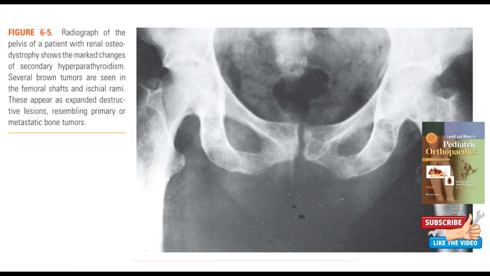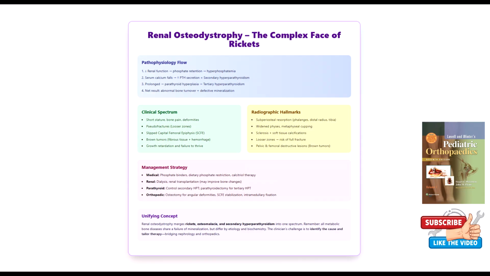Another characteristic change is subperiosteal resorption, classically seen along the radial margins of the middle phalanges of the index and middle fingers in adults. In children, these erosions may be evident at the distal radius, ulna, or medial tibial metaphysis, as shown in Figure 6-6.